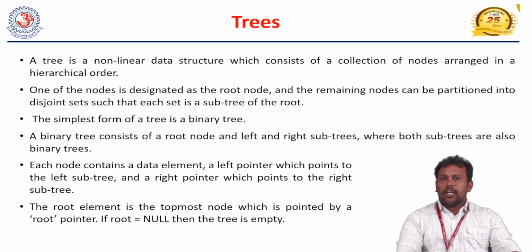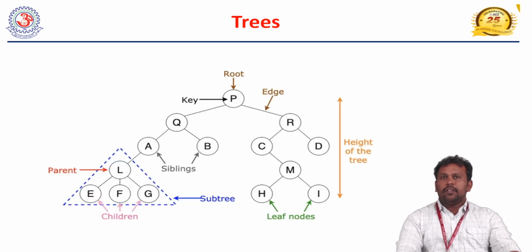Each node contains a data element, a left pointer which points to the left subtree, and a right pointer which points to the right subtree. The root element is the topmost node, which is pointed to by a root pointer. If root equals null, then the tree is empty.